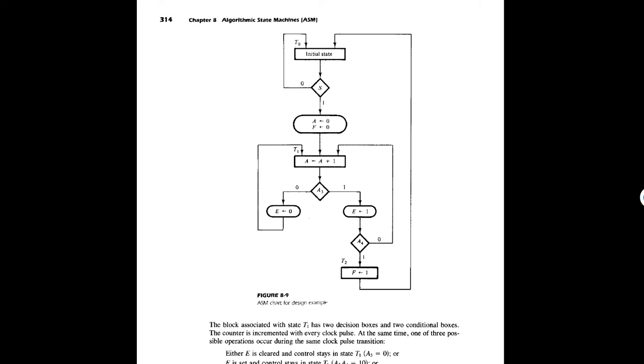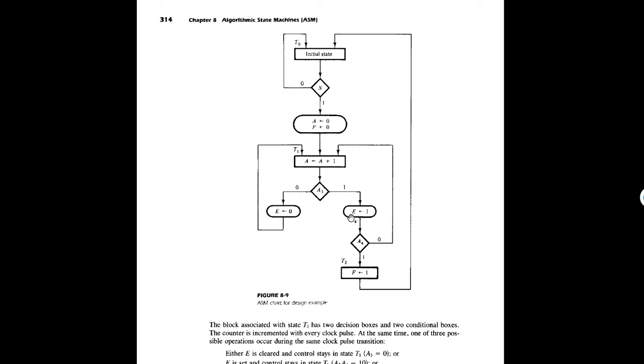Now, when we are talking about flowchart, what you would think basically when you're looking at this diagram is, after initial state has been achieved, you go to state S. After S is set to 1, you go to state T1, and before that you're setting A and F to 0. After going to state T1, you're incrementing A to A plus 1. Then you are checking the value of A3, and then you are setting E equal to 0 or equal to 1 based on the value of A3, and then you go back to the state T1 if it is set to 0, or the other way around.